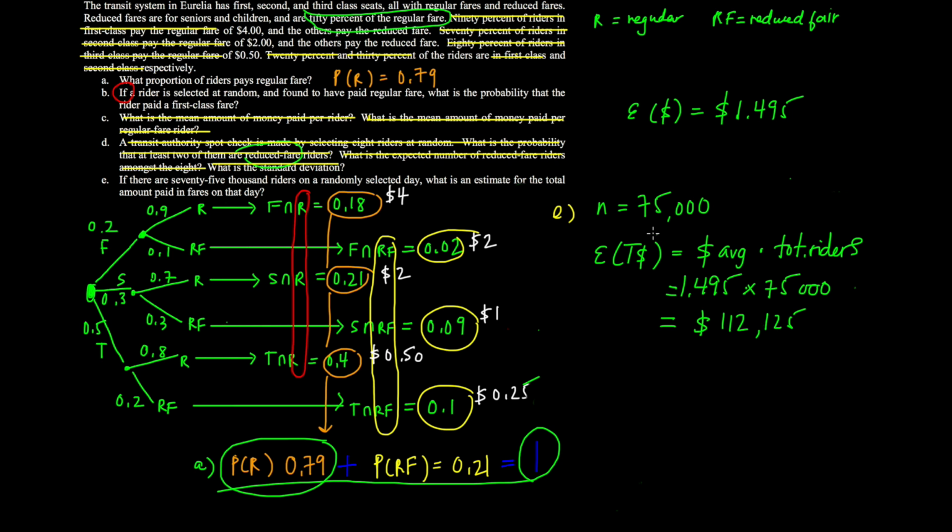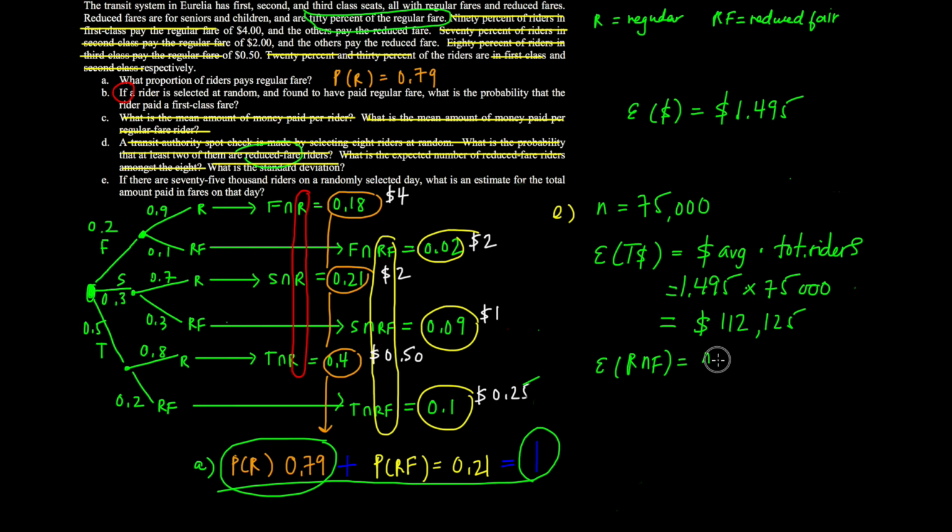What you could have also done, for those of you that are a little bit less comfortable with the shortcuts, you could have simply taken, you know that the probability for each of the subsectors is, so you could have taken n times p, right? Remember the expected number of something. Let's say here I want reduced and first class.